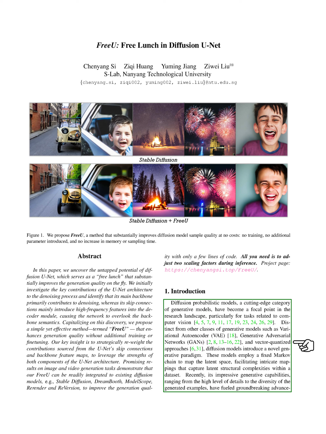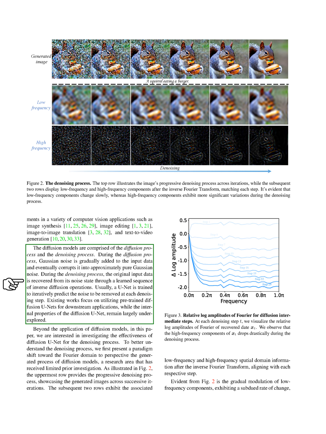This has led to significant advancements in various computer vision applications, including image synthesis, image editing, image-to-image translation, and text-to-video generation. A diffusion model consists of two processes, the diffusion process and the denoising process. In the diffusion process, Gaussian noise is gradually added to the input data until it's almost entirely noise. In the denoising process, the original input data is recovered from its noisy state through a series of learned inverse diffusion operations. Typically, a U-net is trained to predict the noise to be removed at each denoising step.